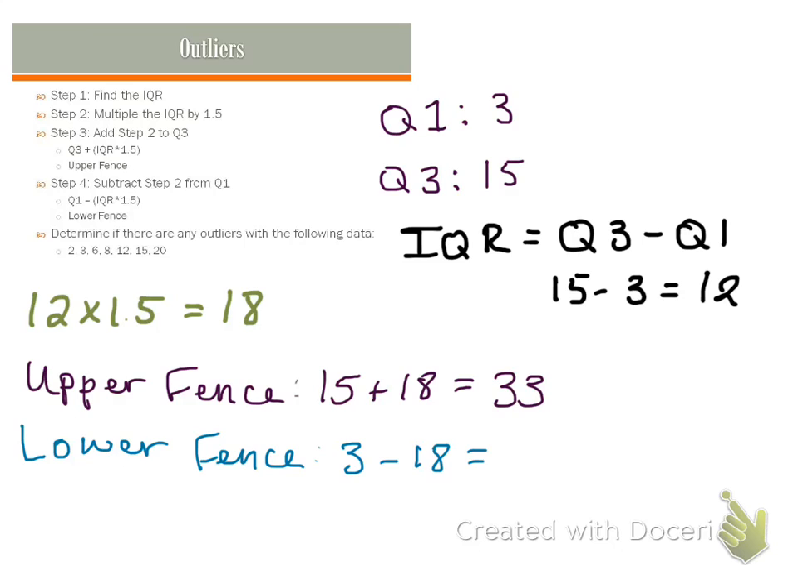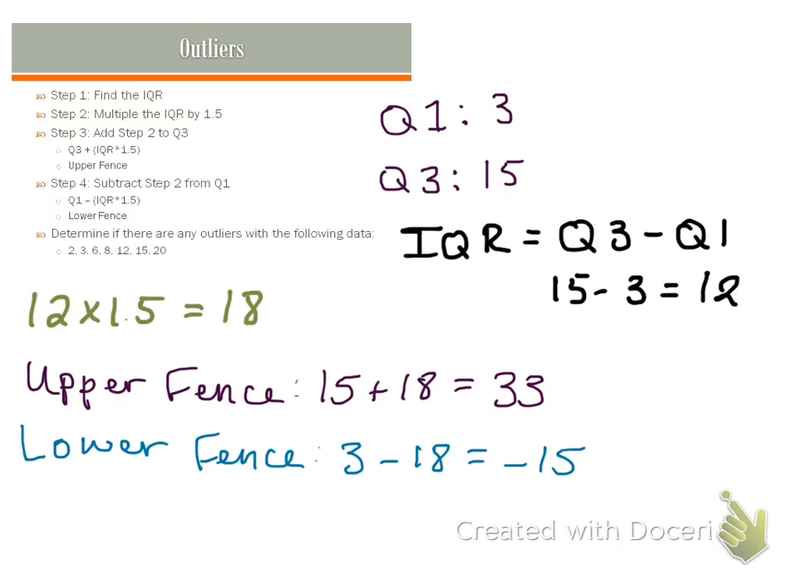So, for the lower fence, we subtract step 2, so the IQR times 1.5, from Q1. So Q1 is 3, so we have 3 minus 18, which is negative 15. We don't have any numbers lower than negative 15, so we don't have any outliers of this data set.